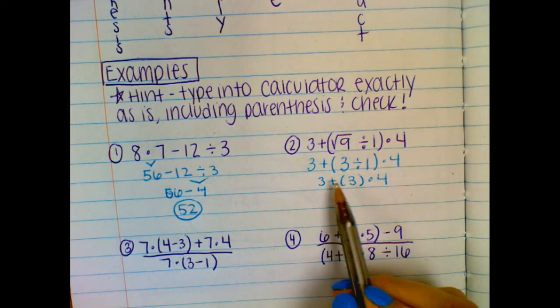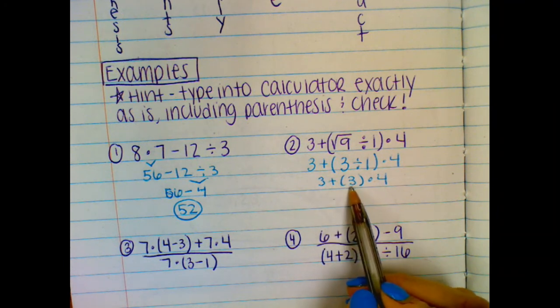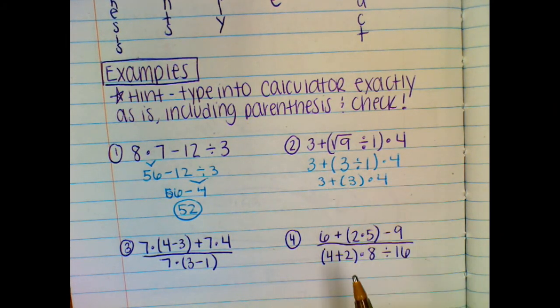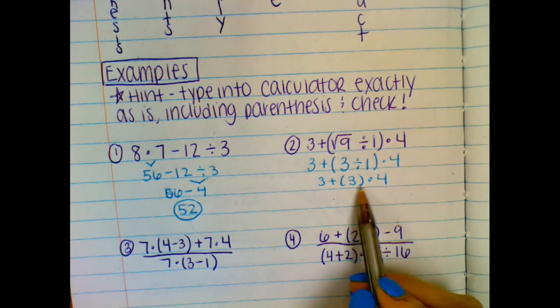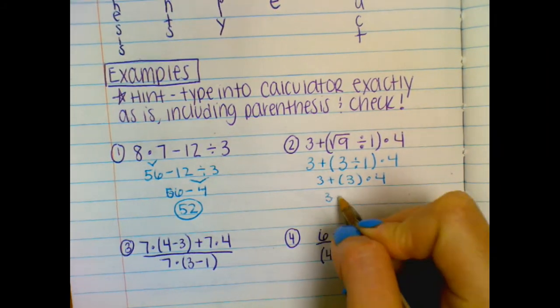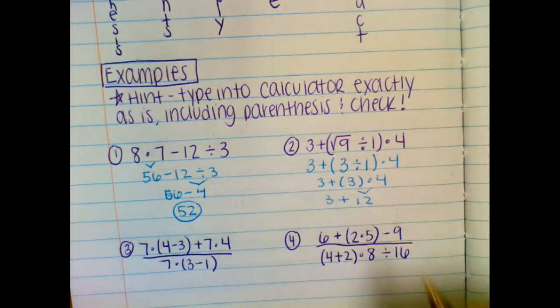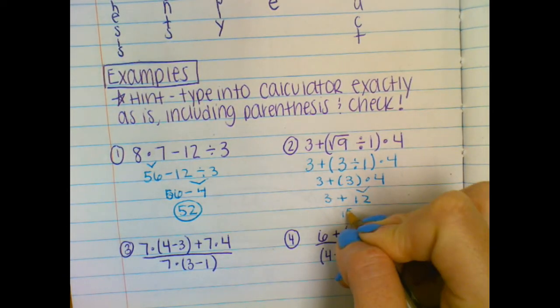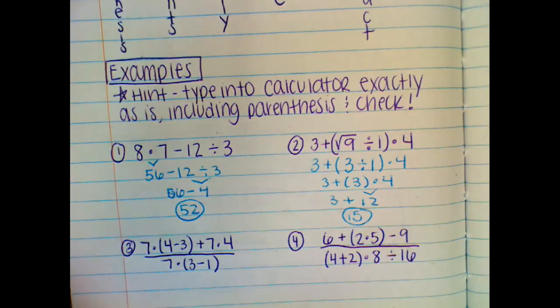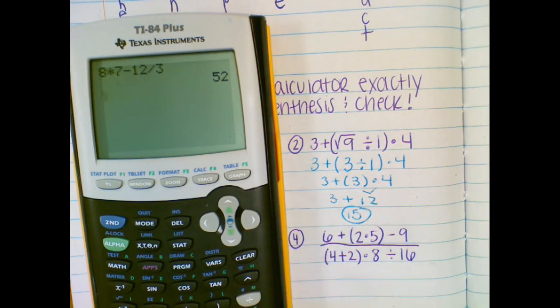So now I look, parentheses, there's nothing left in here, so I can leave it. No exponents, multiply, divide. Oh, there's a multiply right here. 3 times 4. So I get 3 plus 3 times 4 is 12. So 3 plus 12 is 15. So 15 would be my answer. So I go to my calculator, I type in what I see. 3 plus parenthesis, square root of 9. You have to hit right so you can get out of the square root. Divided by 1, close parenthesis, times 4, and I get 15.